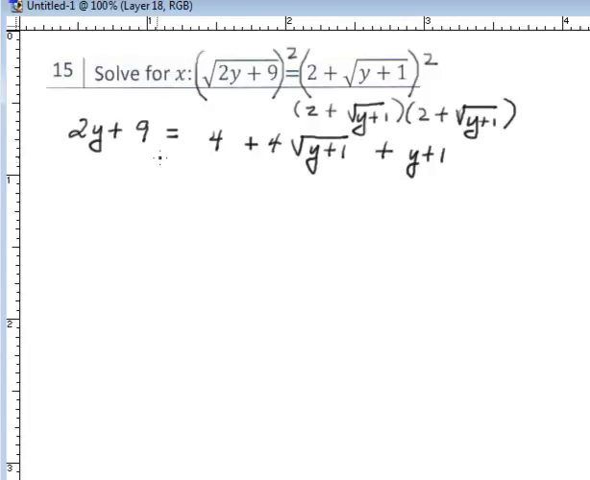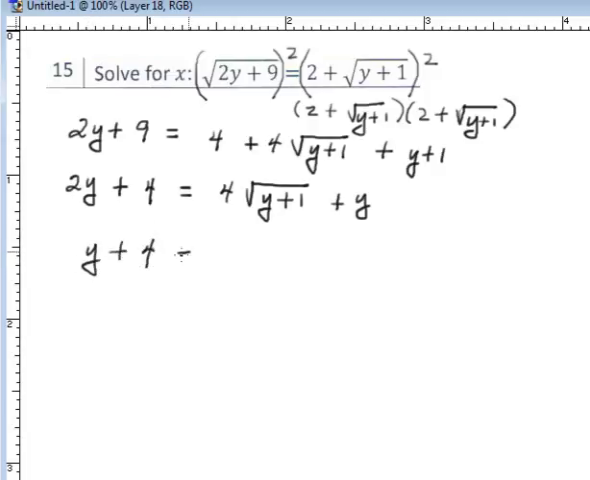Let's subtract 5 from both sides. So we have 2y plus 9 minus 5, that's plus 4, equal to 4 times the square root of y plus 1, and we still have the plus y over here. Now subtract y from both sides. Okay, we want to isolate this radical. So minus y gives us a y here, or y plus 4 is equal to 4 times the square root of y plus 1. Now we're ready to square both sides.